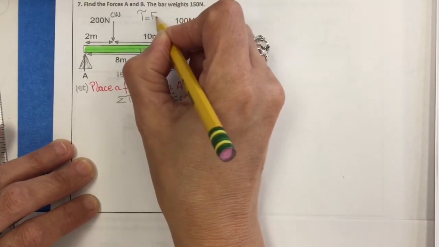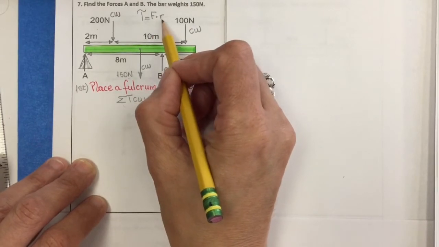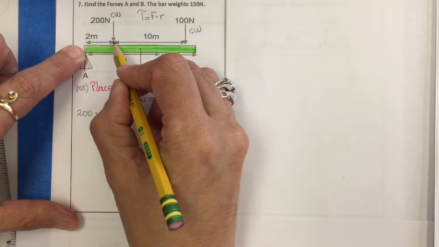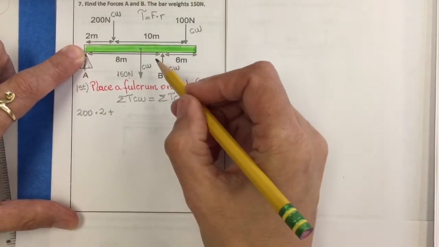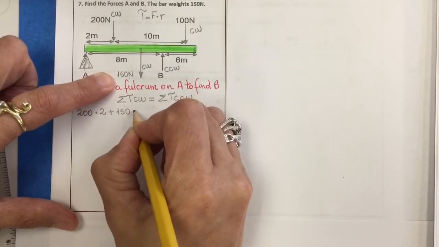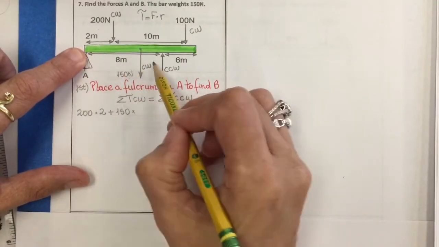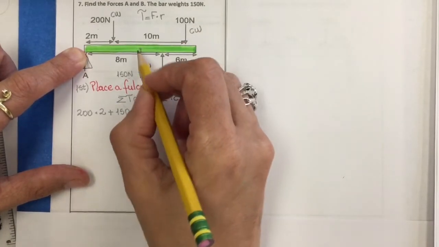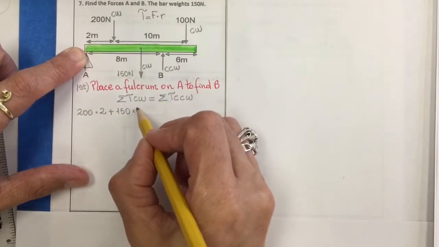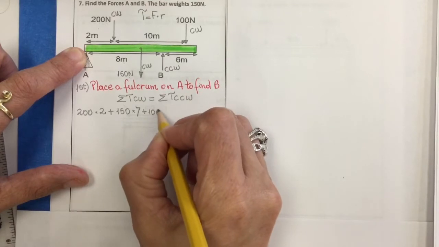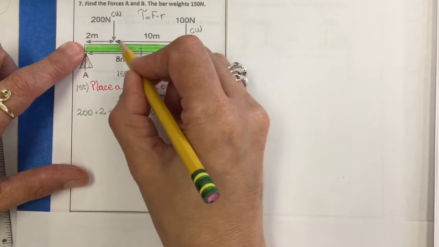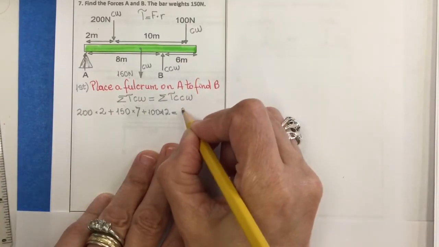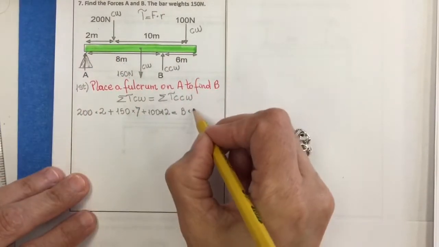Following the torque formula, torque is the force applied times the distance between the force and the fulcrum. We start with 200. So 200 times the distance from where the force is applied to the fulcrum, which is 2, plus the next is 150. The distance to the fulcrum: the bar is 8 plus 6, which is 14, and the weight is right in the middle, so it is at 7 meters from the fulcrum, so 7. Plus 100 times the distance to the fulcrum, which is 10 plus 2, 12, so times 12. Now counterclockwise, we have B times the distance to the fulcrum, which is 8.